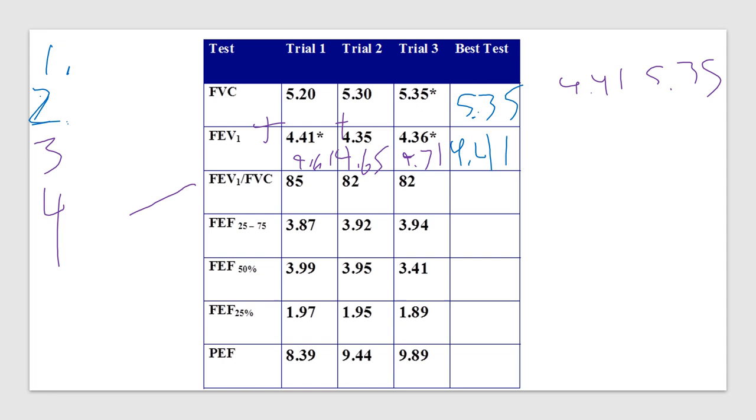So 4.41 out of 5.35 is 82%. So to get this number, I do not look at these numbers. You do not look at those. That's a common mistake I see on the exam. People just take the largest number from that category and bring it over. No, don't do that. We have to take the FEV1 and the FVC that we pulled over to the best test, and we divide those to get the true FEV1%. Okay, so that's step three, is to get our FEV1%.